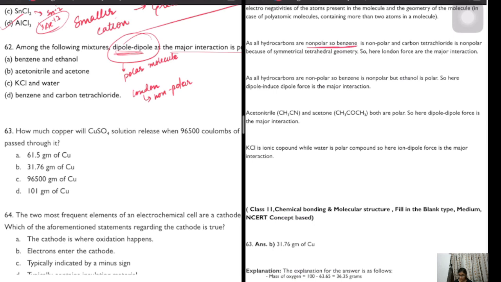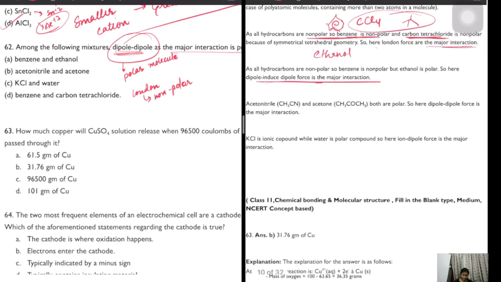As I said, benzene is non-polar and CCl4 has this structure. It is symmetrical tetrahedral geometry. So the London forces are the major interaction because both are non-polar, this and benzene. In option one, you have ethanol. This is polar, we know it has OH. And benzene is non-polar. So again, there will be dipole-induced dipole interactions.